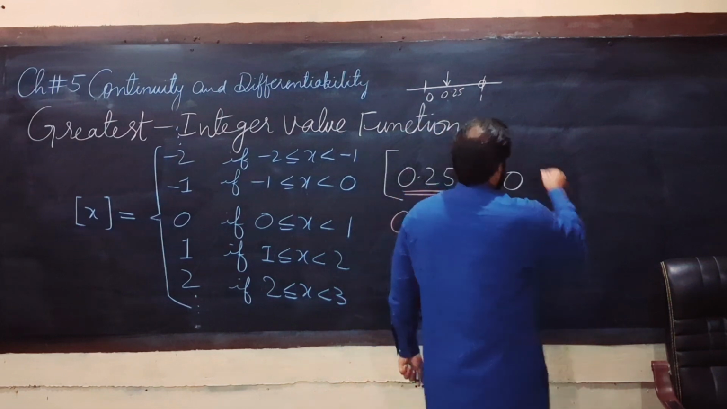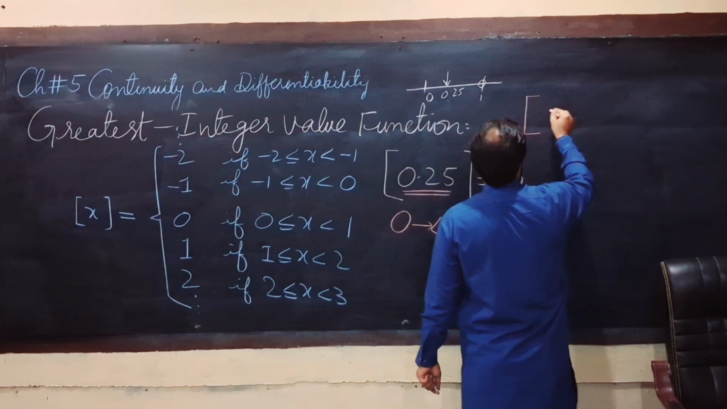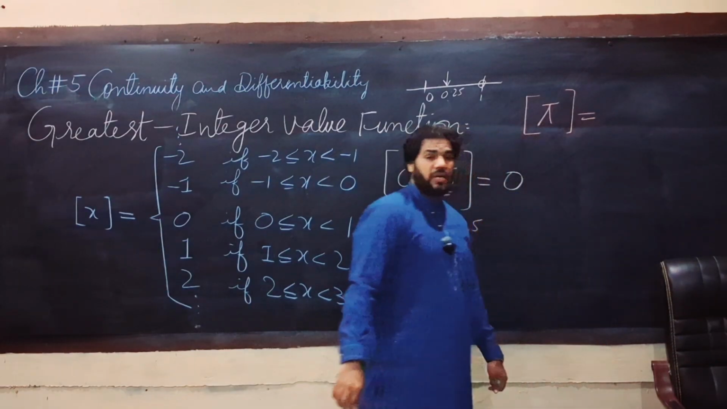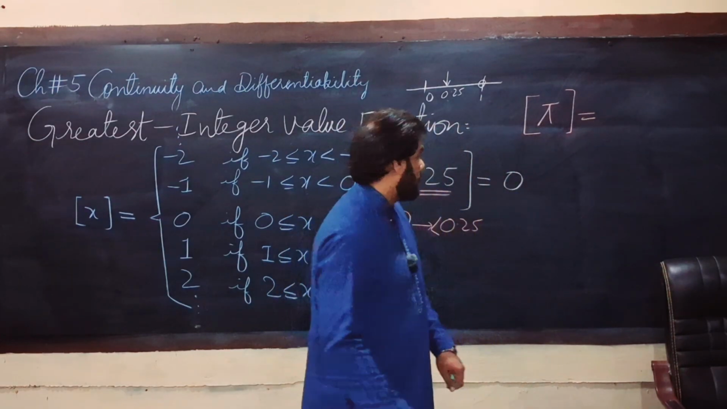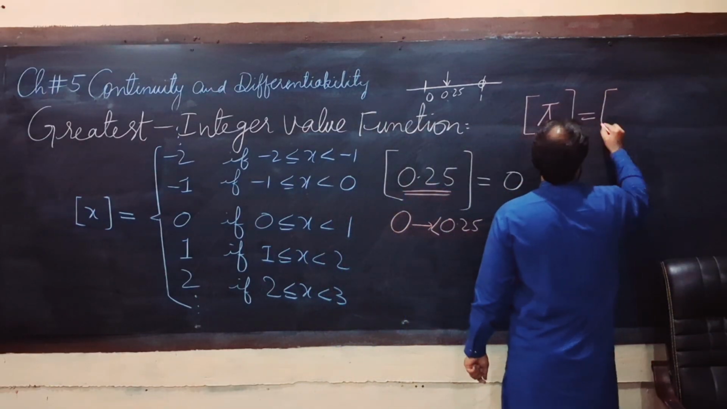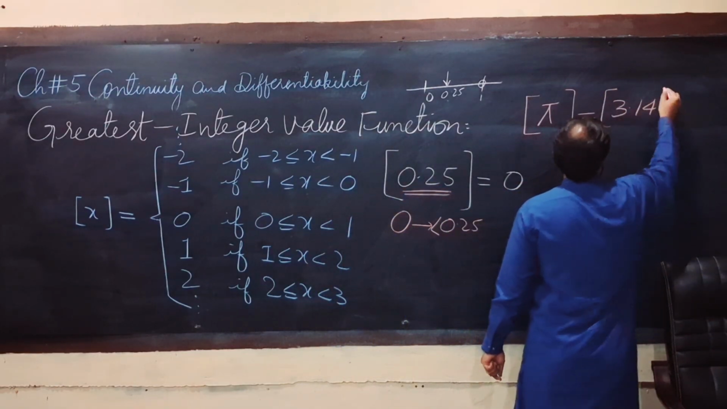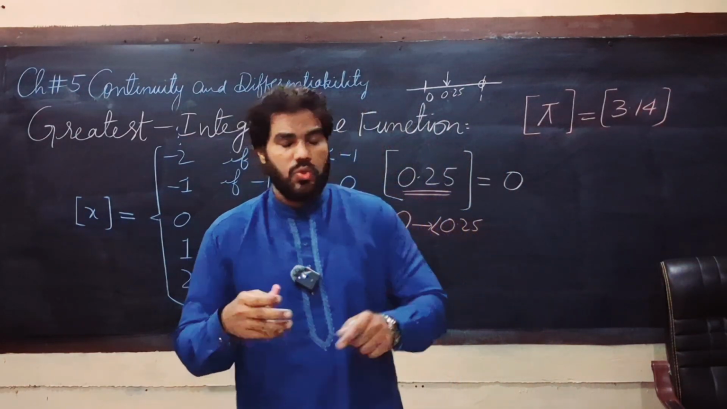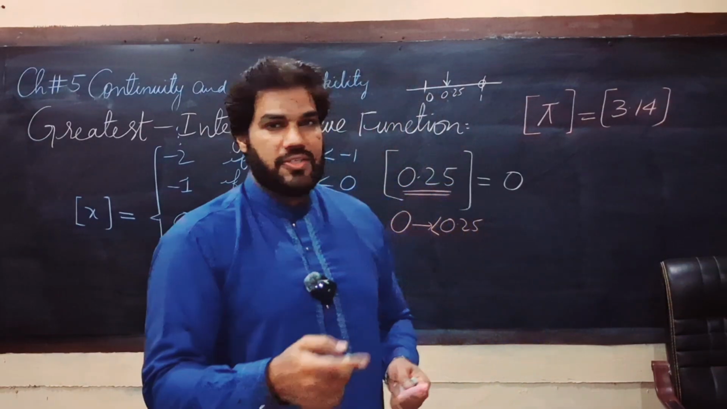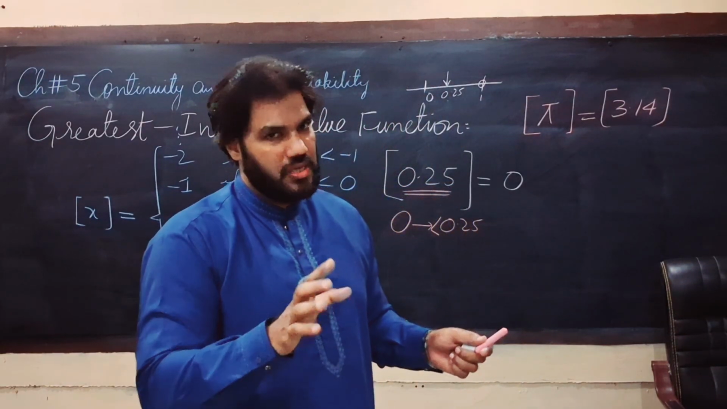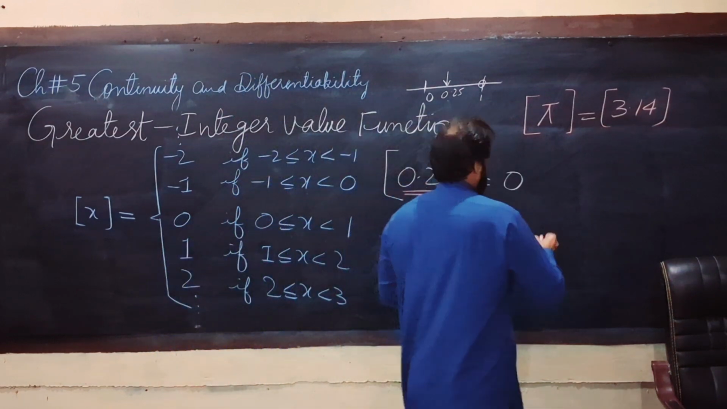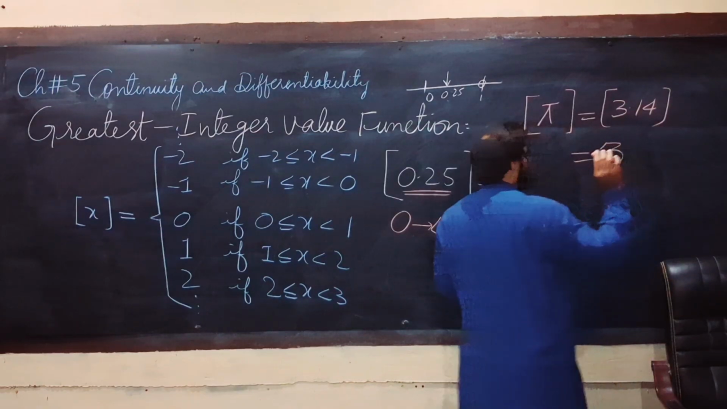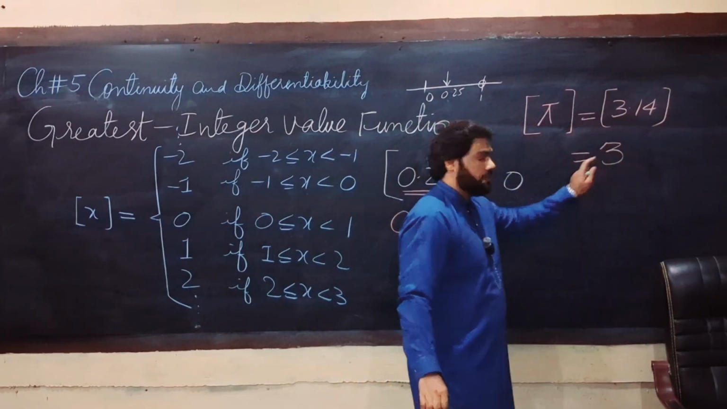We take some more examples. Suppose you want to find the bracket value of pi. How will you evaluate? As pi is approximately 3.14, you have to find which is the greatest integer that is close to 3.14 but should be less than 3.14. 3 is the integer which is nearly close to 3.14 but it is always less than 3.14. So the bracket value of pi is 3.